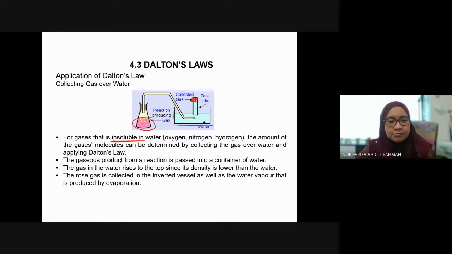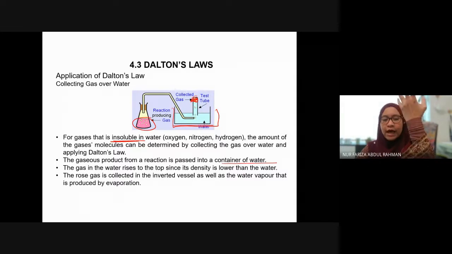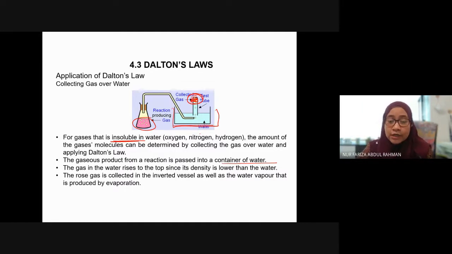Alright, so the gases product from a reaction, you produce gas tadi kan, is passed into a container of water. So dia akan lalu container of water. So this is the container of water. The gas in the water rises to the top since its density is lower than the water. So gas tu akan naik lah. Okay, dia akan bubble up. So dia akan remain dekat atas tu. Okay, because kenapa? The density of the gas is lower than water. So dia akan rose up. Dia takkan remain dekat water. Okay, so itu cara kita collect dia.